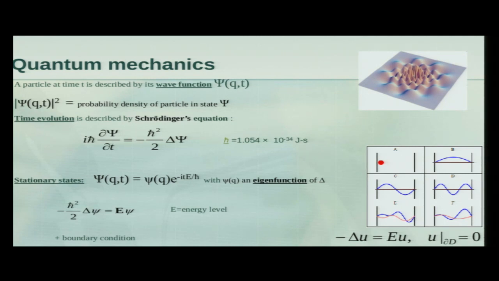And then the stationary states of the system are the states where the probability densities don't change in time. And it turns out that they are given in terms of eigenfunctions of this operator that we have here, the Laplacian in this particular case. So studying stationary states is reduced to studying eigenfunctions of the Laplacian. You have to put a suitable boundary condition.